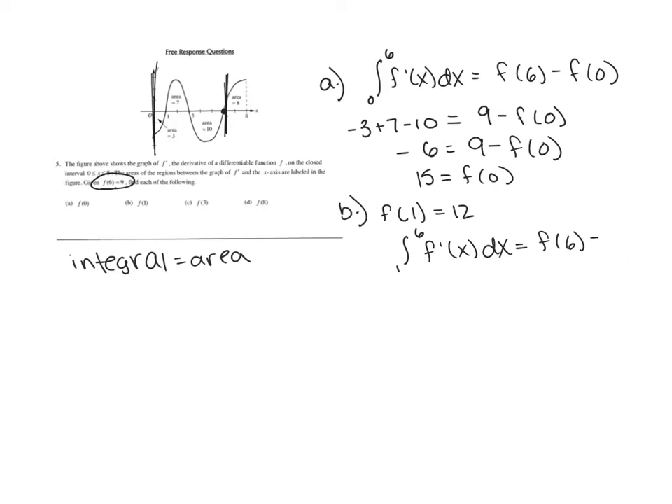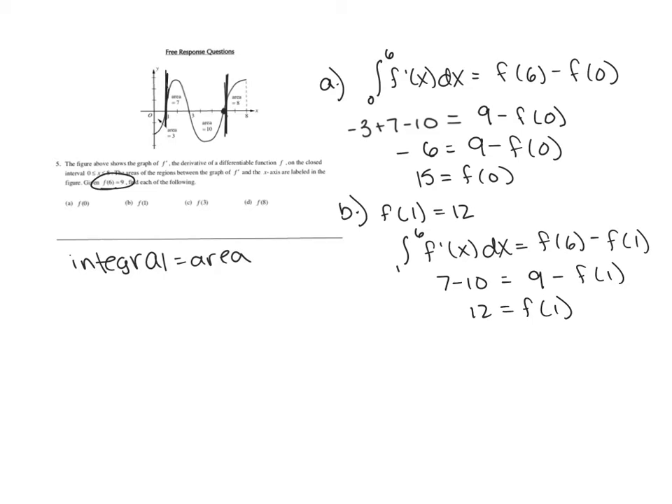Oops, I erased a little too much. So now we're only going from 1 to 6. So now we're starting here instead. So if we find the area, we have 7 minus 10 equals 9 minus f of 1. So negative 3 is 9 minus f of 1. So 12 is going to be f of 1.